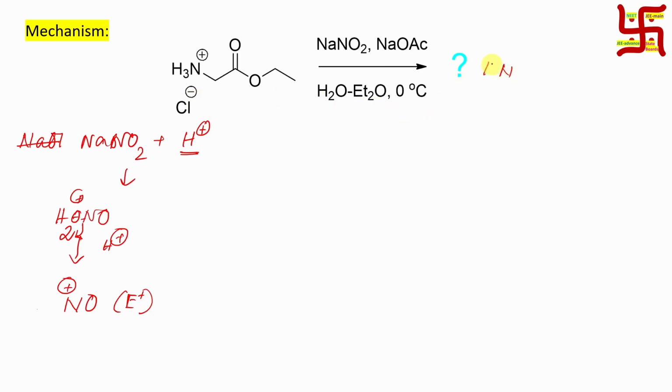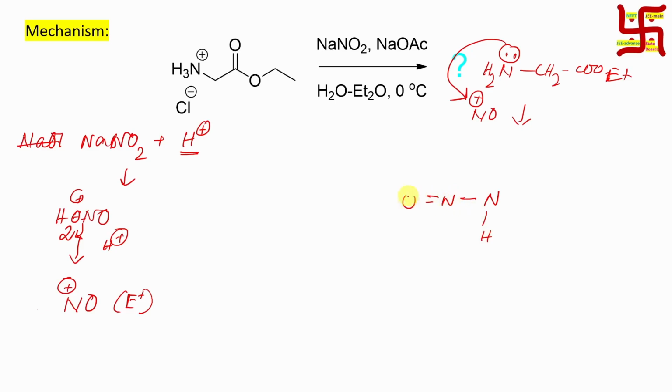So what will happen in the next step? Next step, this NH2 will act as a nucleophile. Nucleophile to whom? Obviously this NO plus. So this is electron deficient because nitrogen is carrying the positive charge, and after this nitrogen attacks, it will lose one proton and it will form this one, N double bond O. So N-nitroso glycine ester, you may consider this way.